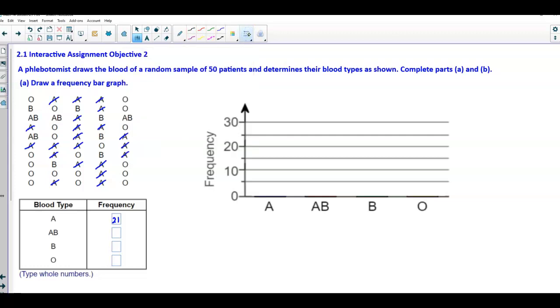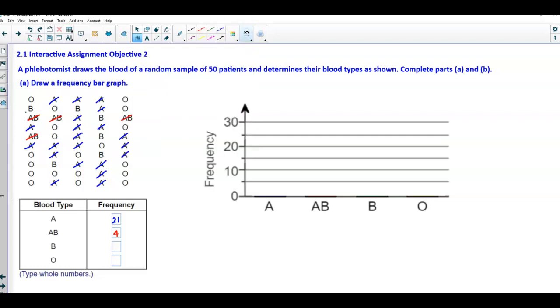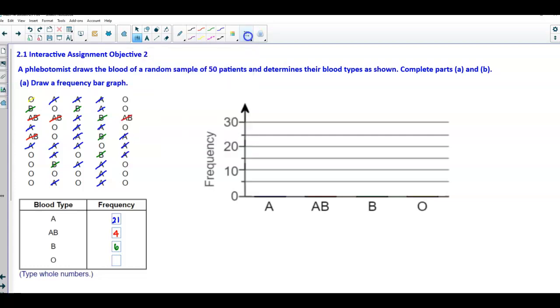Now for blood type AB, we have 1, 2, 3, 4. For blood type B, we have 1, 2, 3, 4, 5, and then 6. And then for blood type O, we have 1, 2, 3, 4, 5, 6, 7, 8, 9, 10, 11, 12, 13, 14, 15, 16, 17, 18, and then 19.